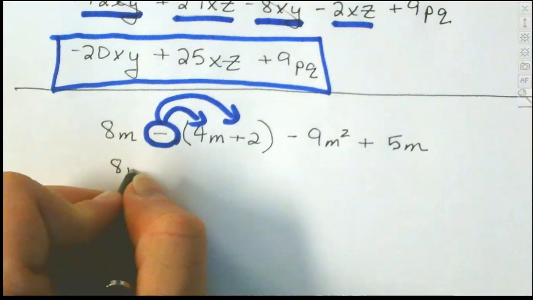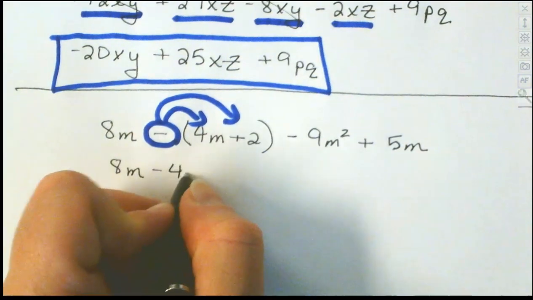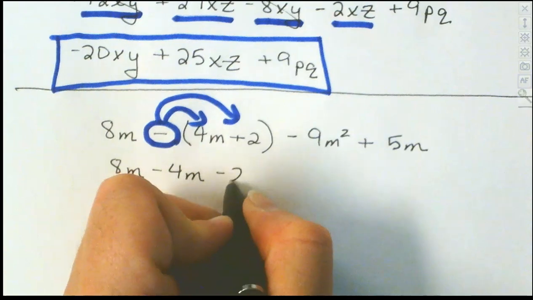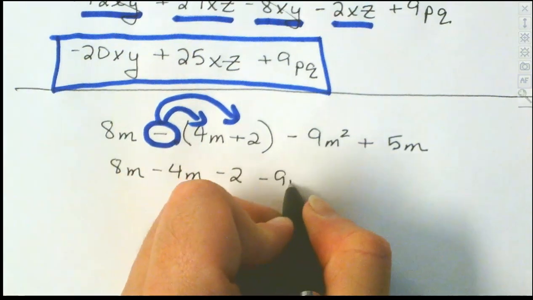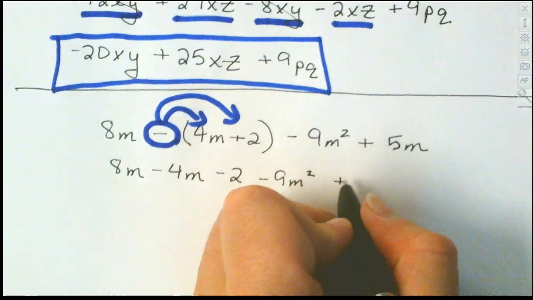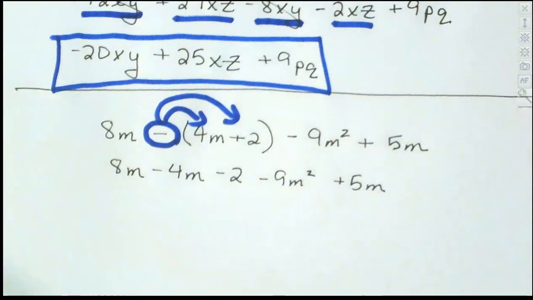So we have an 8m. We have a minus 4m, a minus 2, a minus 9m squared, and a 5m. You can write these in any order that you want. I usually write the highest power first. So the largest power is going to go first. And then we'll go down to the variable, and we end with the number. So we're going to end with that minus 2.